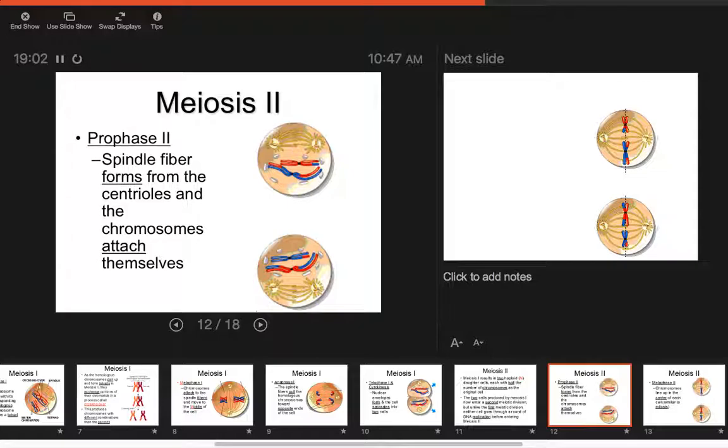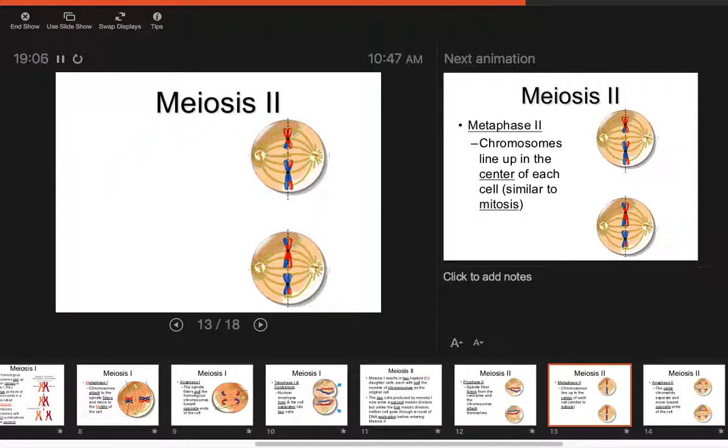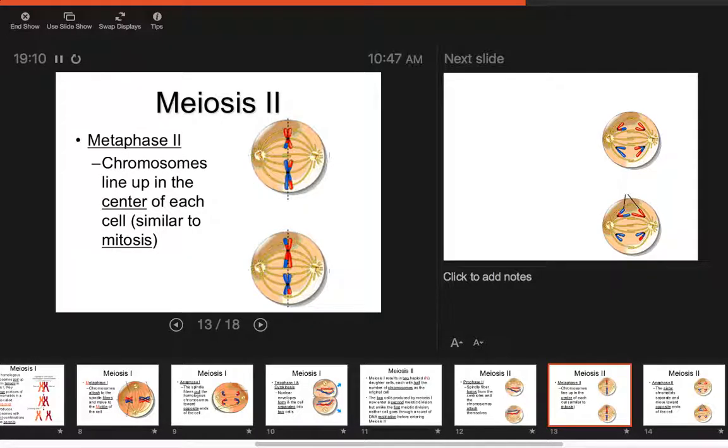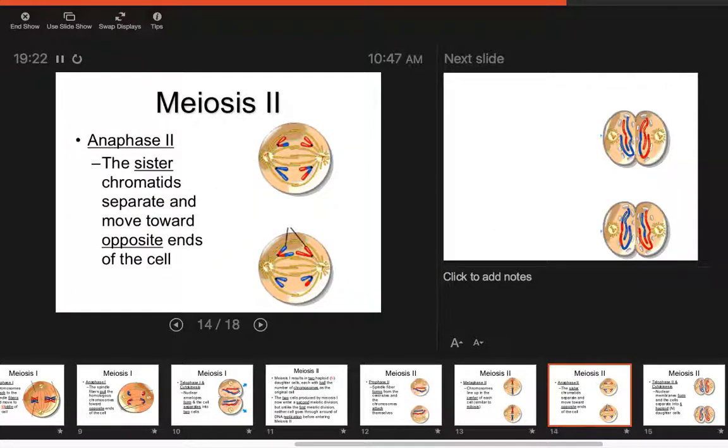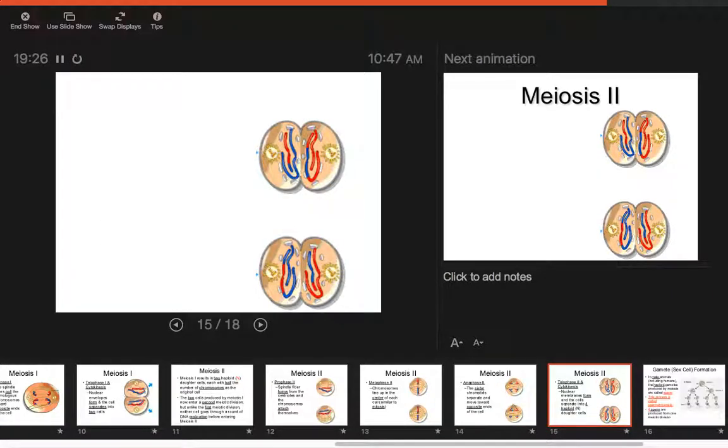So prophase 2, chromosomes attached to the spindle fiber. Metaphase 2, line up in the middle. Okay, but now how many cells do we have? 2 cells. So all the prophase, metaphase, anaphase, telophase 2 happens to 2 cells. That's, again, kind of the big difference, right? So anaphase 2, chromosomes go away from each other, to opposite ends. And then telophase 2, now your new cells are forming.